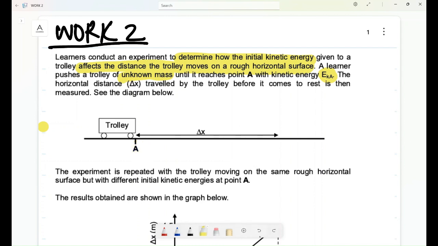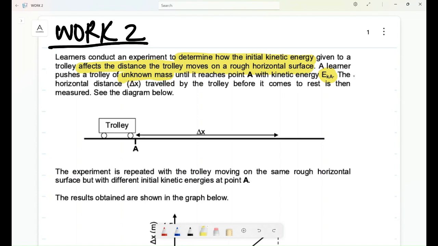Because remember, we are trying to make sure that we get the aim correct. The aim is to determine how initial kinetic energy given to a trolley affects the distance. So we do not want to have any force applied that will affect our results. So we want to see at point A, now that an object is moving on its own with that kinetic energy, how does it affect the change in x, whether when the object has a higher kinetic energy the distance becomes longer, or when the kinetic energy is low the distance is shorter. Whatever the case, remember you're experimenting here.